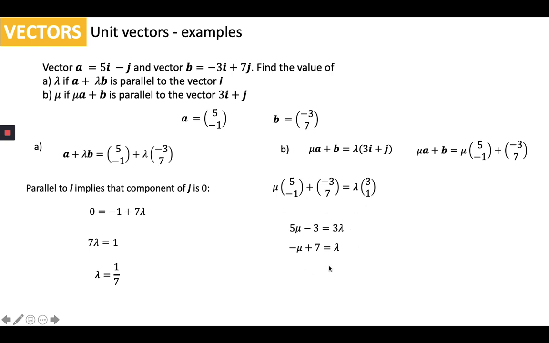I'm going to solve these two to find my value of mu. Okay, if I've got two unknowns, I know I'm going to need two equations. Because I'm finding the value of mu, I'm going to substitute this second equation into this first equation. I want to eliminate lambda. Okay, just makes it easier. You can find lambda first and substitute in, but it's easier if you eliminate lambda. So I'm going to substitute the bottom equation into the top equation. So I get this, 5 lots of mu minus 3 equals 3 lots of negative mu plus 7, and at this point it's an equation with one unknown. It should be nice and simple to expand, simplify, and solve, and get the answer mu equals 3.